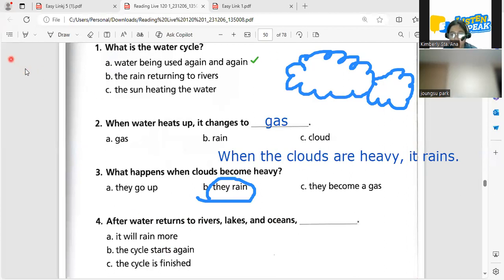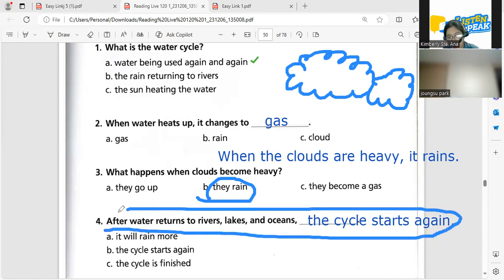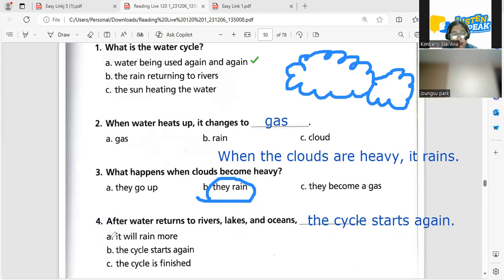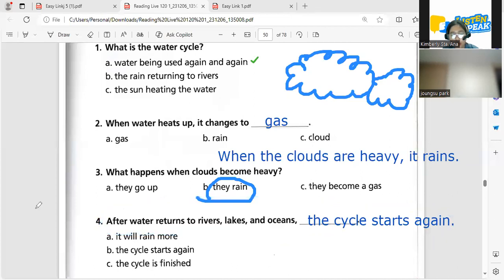The cycle starts again. Now, I want you to read this one more time, okay? Can you please read this sentence for me? Jimin, let's read. After water returns to rivers, lakes, and the ocean, the cycle starts again. Very good.